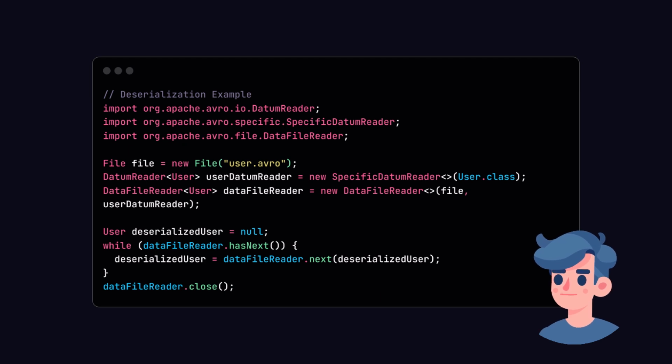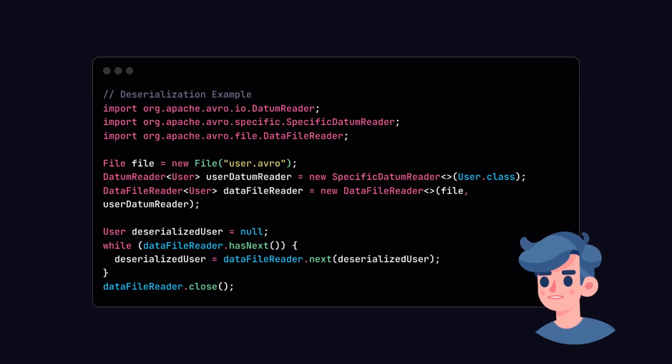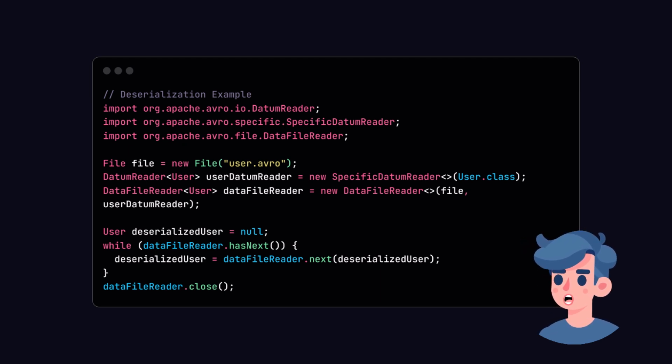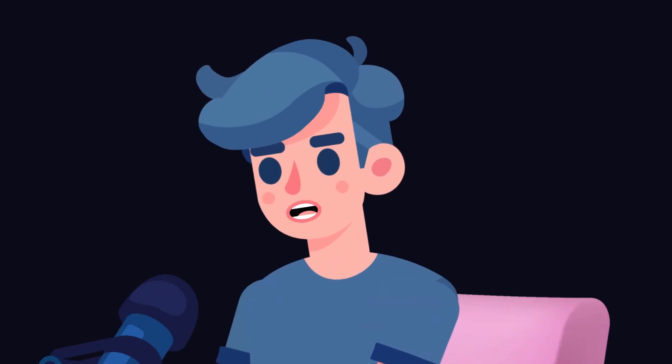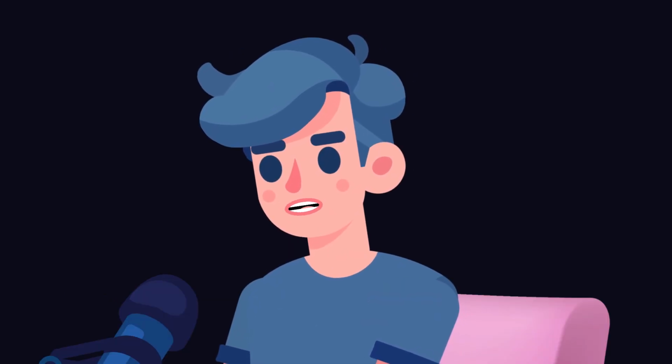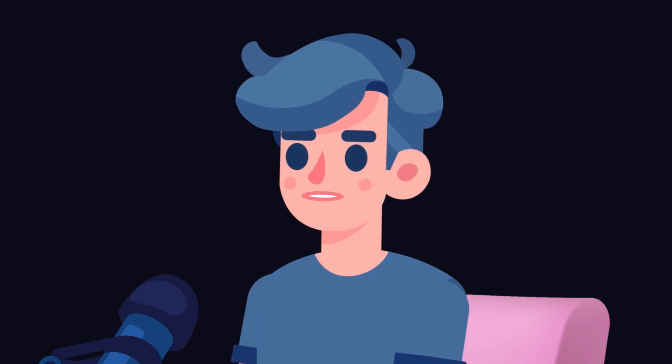Now, let's move on to the deserialization process. To read back the user object from the Avro file we just created, we use Avro's data file reader, which will allow us to load the serialized data into our objects. Here, we read the user.avro file and deserialize it back into our user object. The deserialized user will now contain the user's data as it was originally defined before serialization.